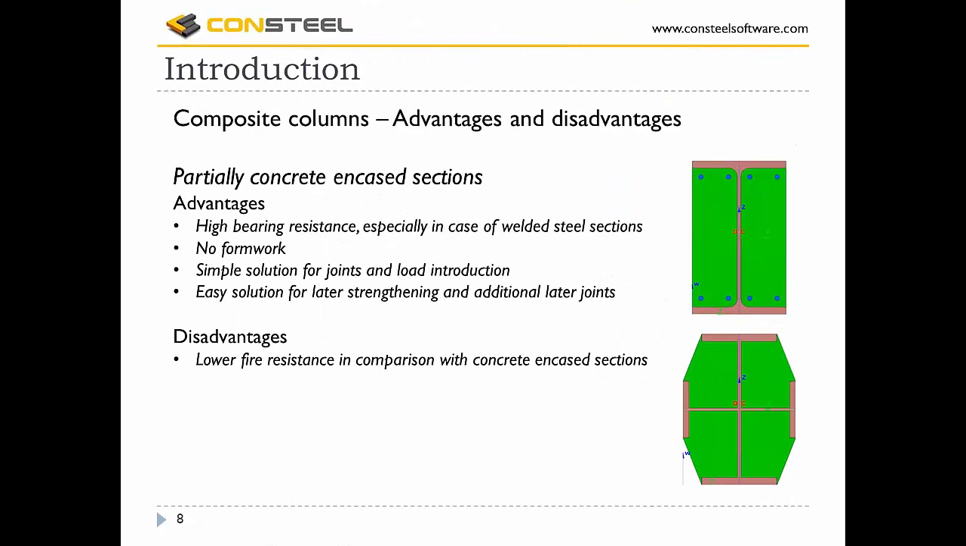The next cross-section type is the partially encased section. What are the advantages of this kind of cross-section? High bearing resistance, especially in case of welded steel section. No formwork. Simple solution for joints and loading introduction, and easy solution for later strengthening and additional later joints. And what are the disadvantages? Lower fire resistance in comparison with the fully concrete encased sections.